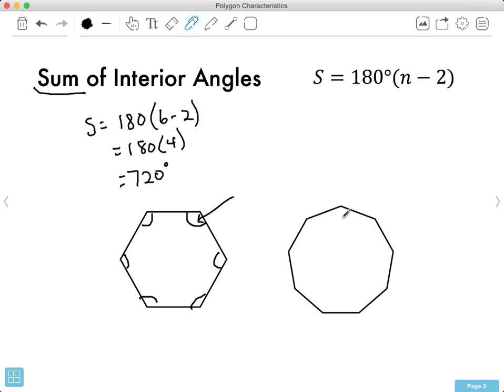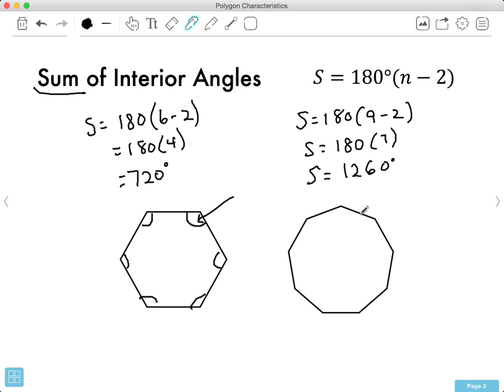On my nonagon, again, there's 1, 2, 3, 4, 5, 6, 7, 8, 9 sides. I would go 180 times 9 minus 2. Do what's in the brackets first, so you get 180 times 7. And 180 times 7 is 1,260 degrees. So that would be the size of all these angles all the way around added together.